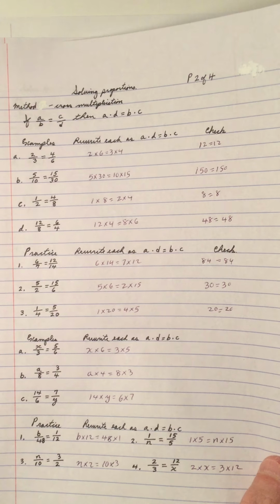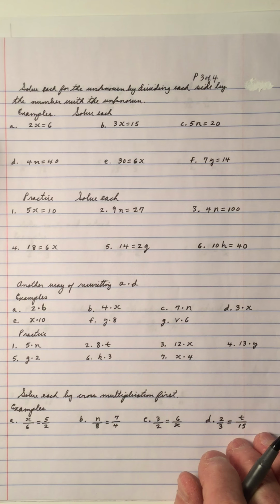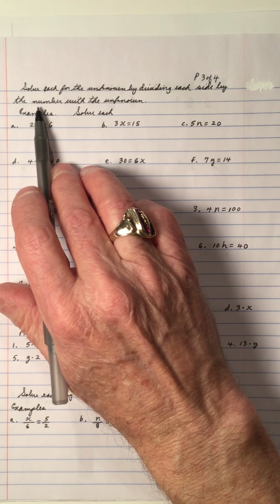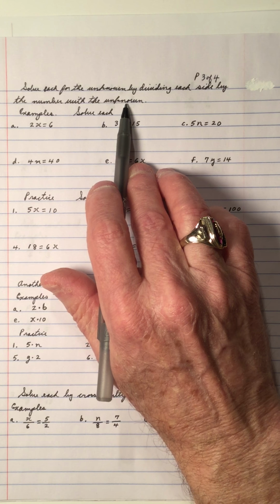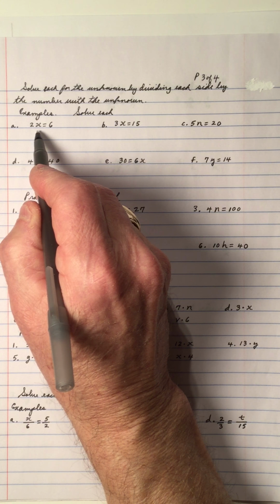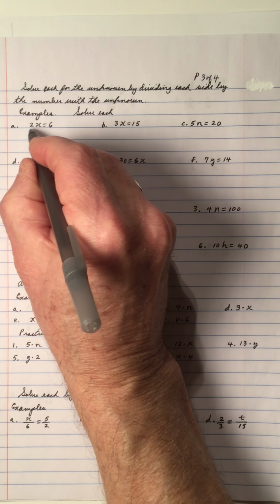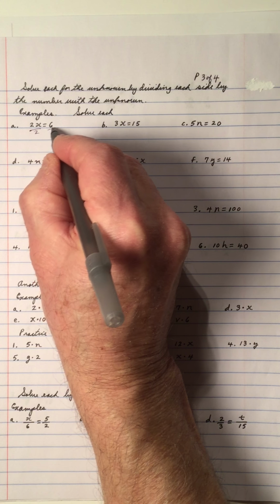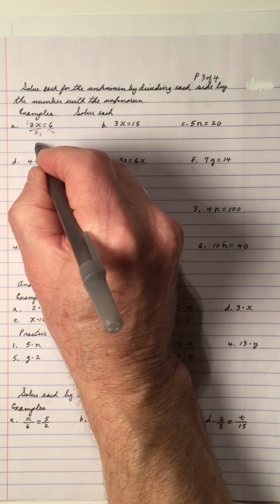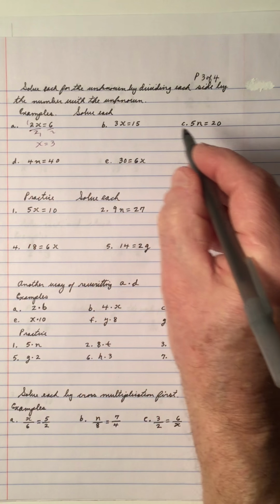Next page. Solve each for the unknown by dividing each side by the number with the unknown. So if you want to solve these, 2x is the same as 2 times x, so you divide each side by 2. When you divide by 2, they cancel out to give you 1 and 1, so you get x equals 3.